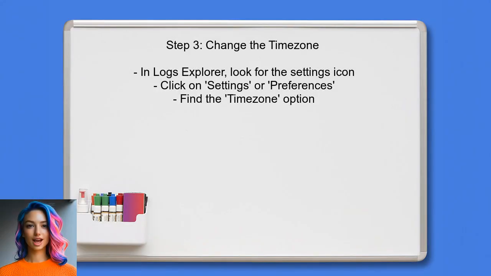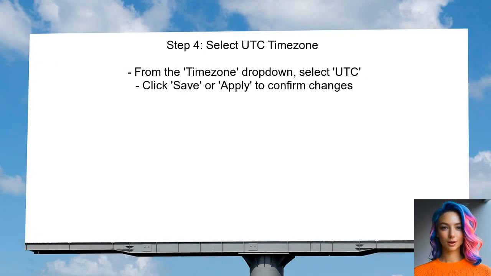Now, the user should look for the option to change the time zone. This is typically found in the Settings or Preferences area of the Logs Explorer. Finally, the user can select UTC from the Time Zone drop-down menu. After making this selection, the logs will display times in UTC.